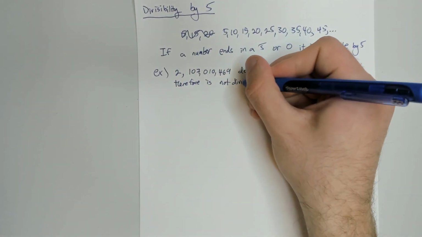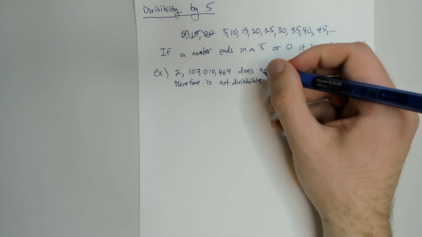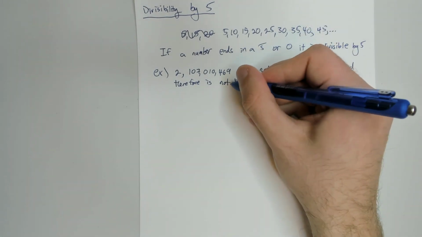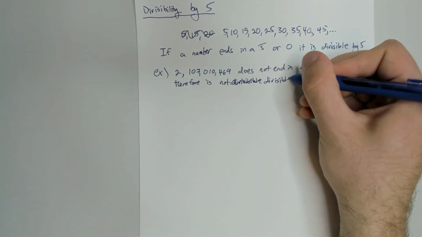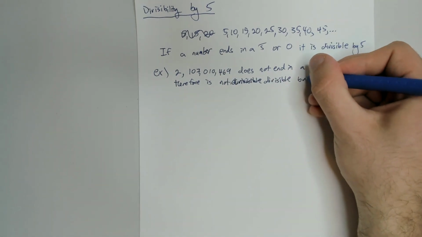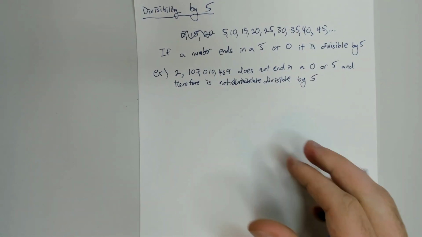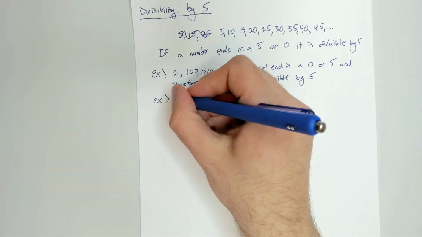It's a massive number, but all we had to do was look at the last digit to know if it's divisible by 5 or not. All right, so it's a really fast way of knowing. All right, let's try another one.